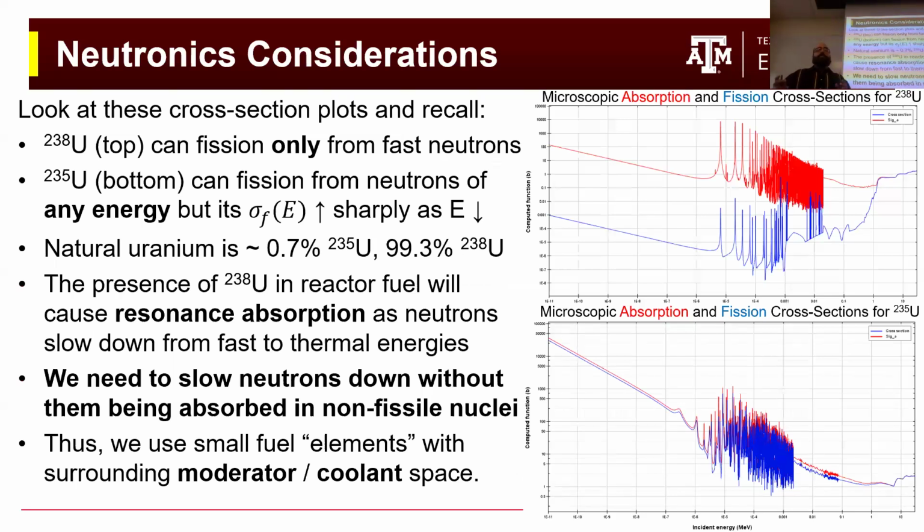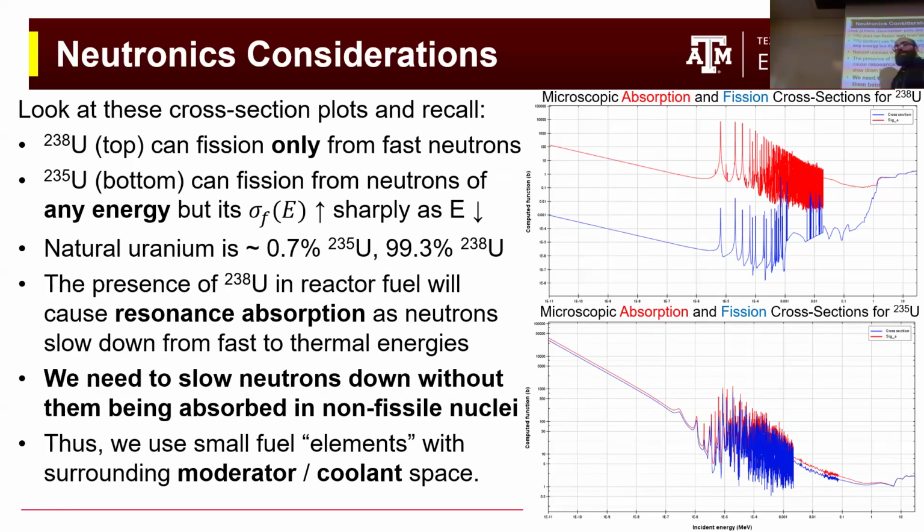So there are these neutronics considerations that we're talking about, and these two plots are a good way to illustrate them. The top right is a plot of uranium-238, with the absorption cross-section in red and the fission cross-section in blue. I pulled both of those right from Janus.